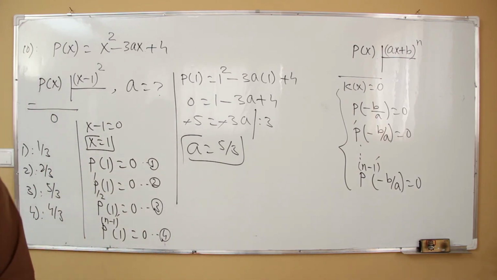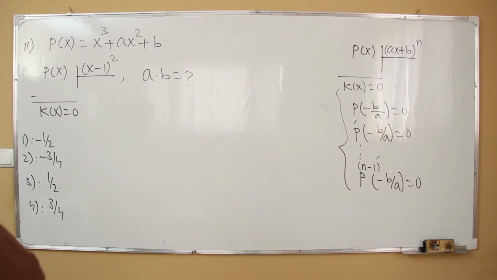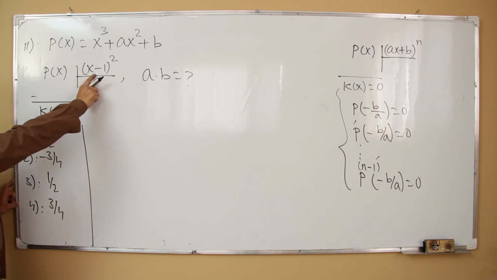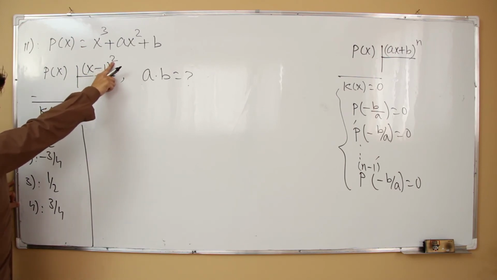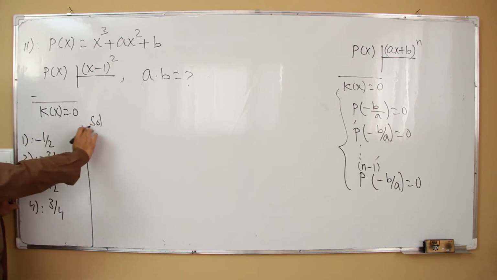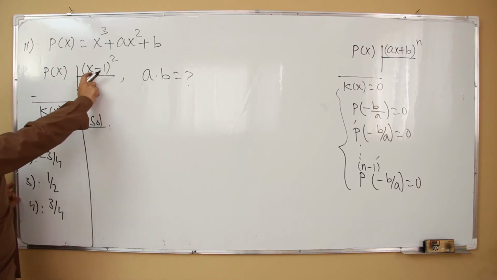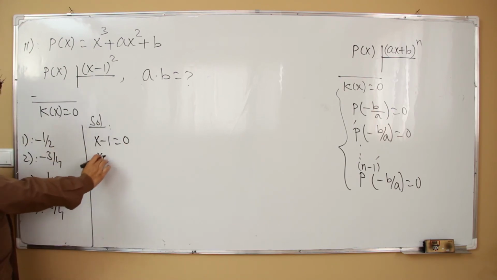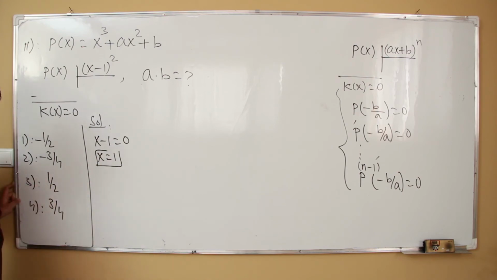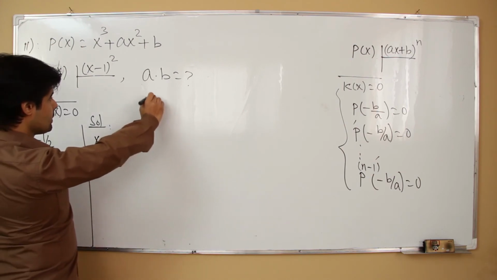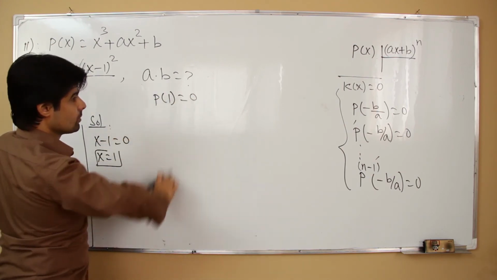Write it, please. Question number 11. It's the same as number 10. P(x) is given. P(x) is divided by (x minus a) whole to the power n. The remainder is 0. Now, what is a times b? Solution. First, you have to find the zero point of this polynomial. X minus 1 should be equal to 0. X is equal to 1. Am I right or not? Yes. Now, instead of x, you have to put 1. So, P(1) is equal to 0.